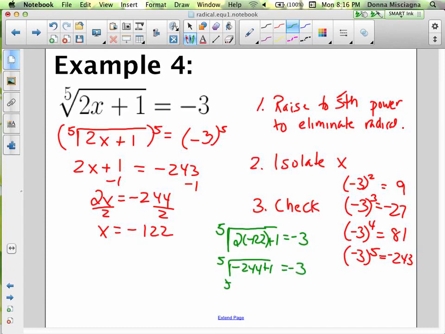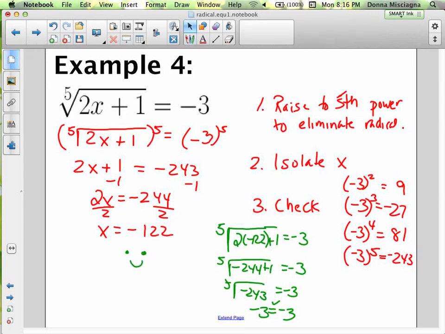So we have the fifth root of negative 243, which I said was negative 3. So negative 3 is equal to negative 3. That one checks out. This is a good solution, and it gets a happy face. So far, just one.